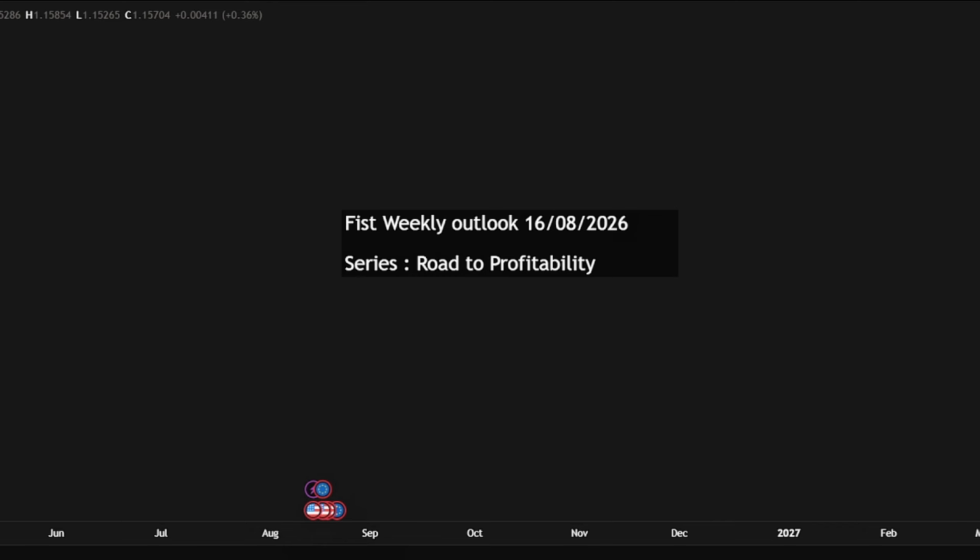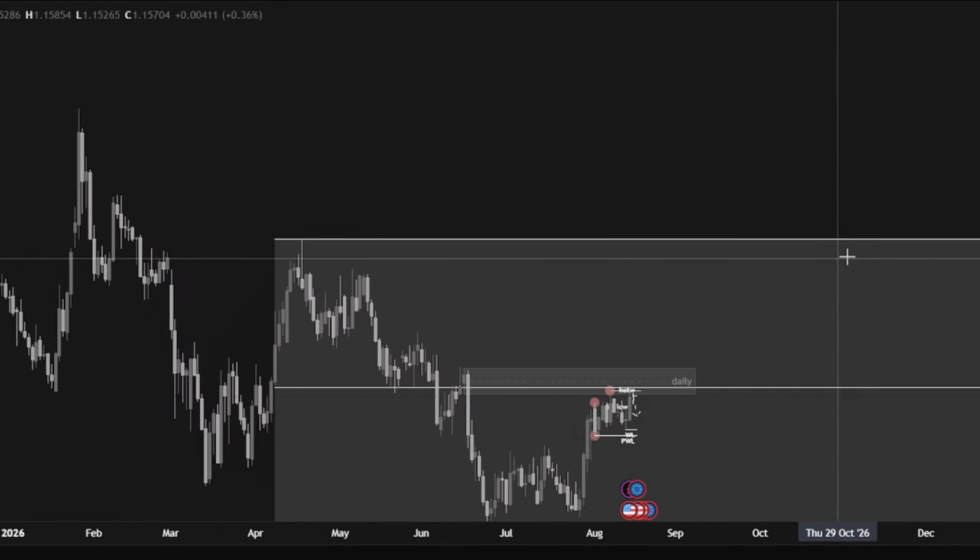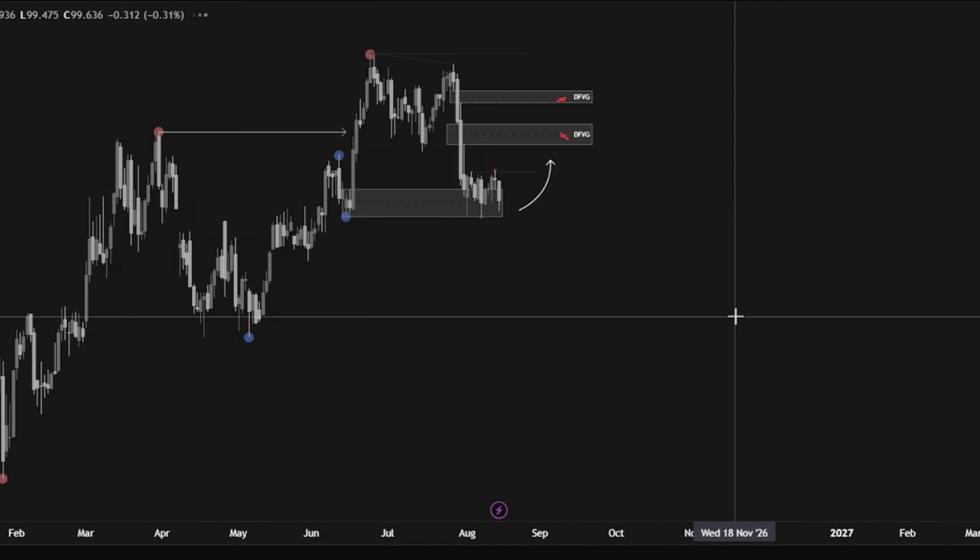But yeah, what we'll do is before the start of every week, I'll go for a weekly outlook of what I'm looking at, where price may go, and what I want to see happen. So we'll start off with DXY.